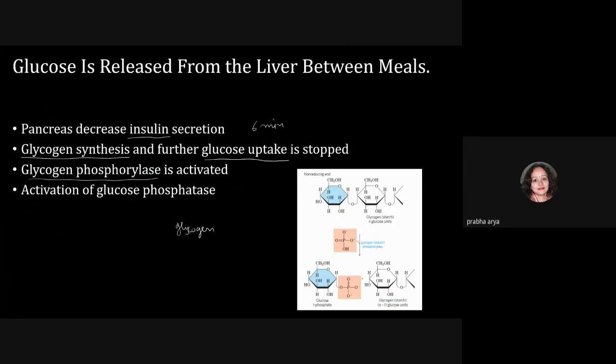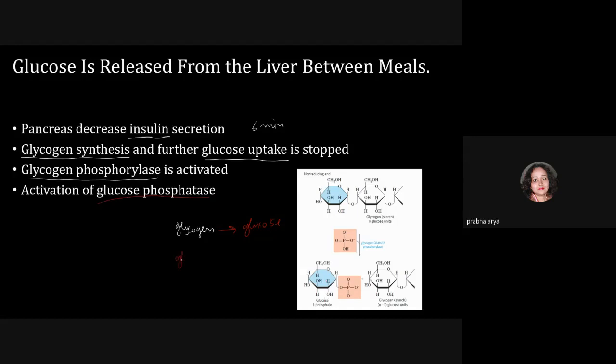Glycogen phosphorylase, which is required for the removal of glucose from glycogen, will be activated. So this will lead to an increase in the concentration of glucose between the meals. You can see in this picture that glycogen phosphorylase is the enzyme which is removing glucose 1-phosphate from glycogen, and glucose phosphatase is activated. So in this form, it is getting released as glucose 1-phosphate.